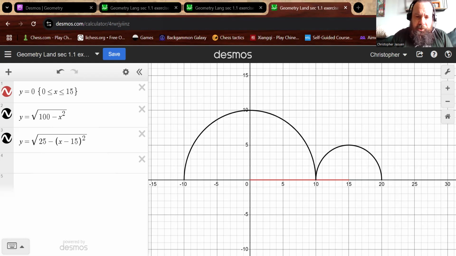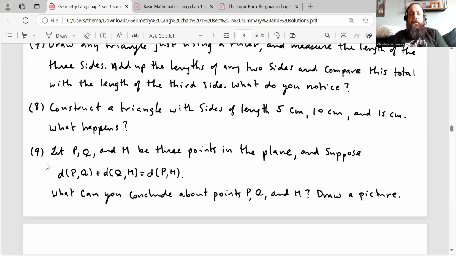Right, and I think there's one question left in this section. Question number 9, let P, Q, and M be 3 points in the plane, and suppose that the distance between P and Q plus the distance between Q and M equals the distance from P to M. What can you conclude about points P, Q, and M, and draw a picture? What we conclude is that the points are collinear, and we've already seen a picture in question number 8, so you can see why that is the case. And that's the exercise set for section 1.1.